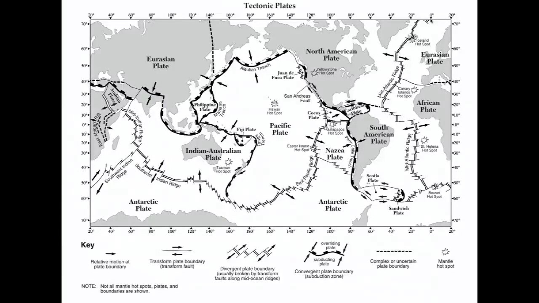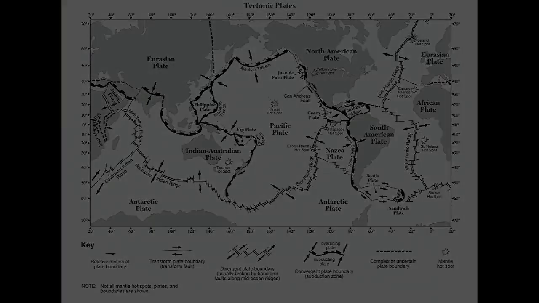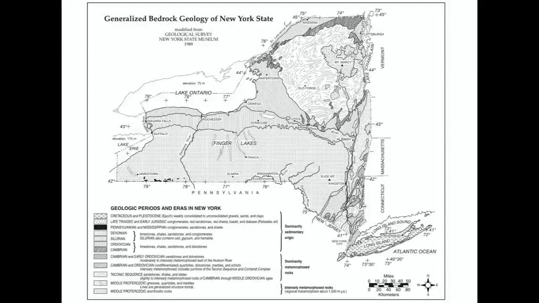Again, here's our prime meridian, and here's our international dateline. So there has been some movement of what we typically would say, but this is still the Western Hemisphere, and now this is the Eastern Hemisphere. Okay? So the last map that we're going to look at is a generalized bedrock geology of New York State map. This map shows the bedrock and the time period in which that bedrock was formed across New York State, but it also shows the latitude and longitude across the state.